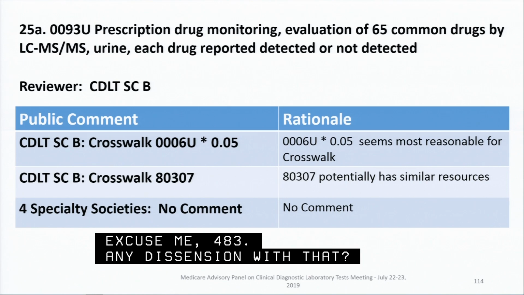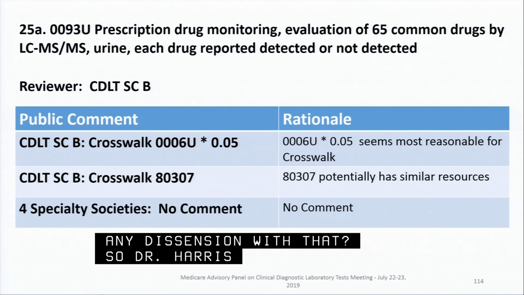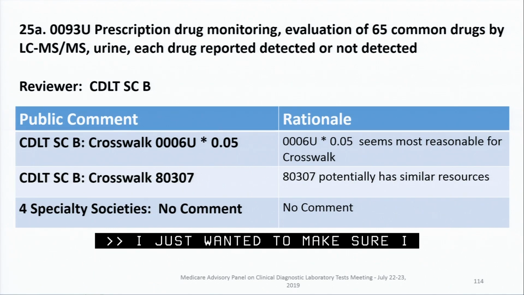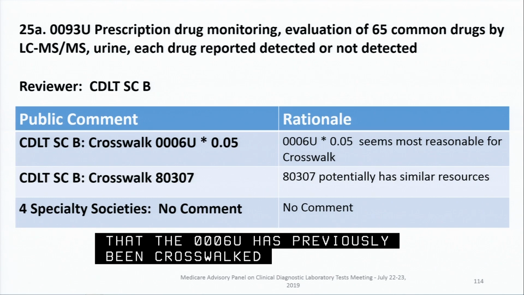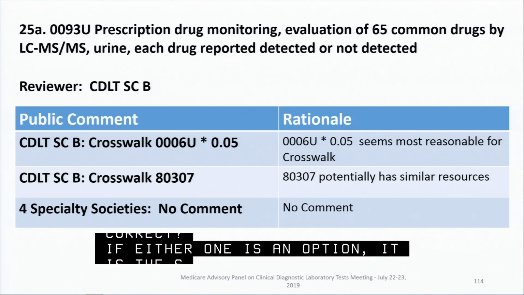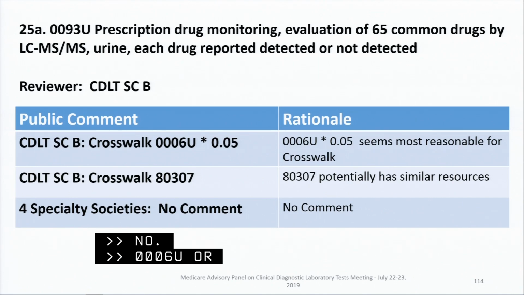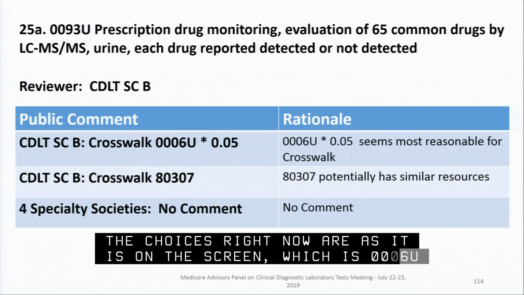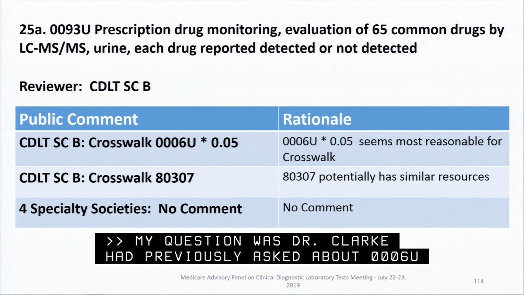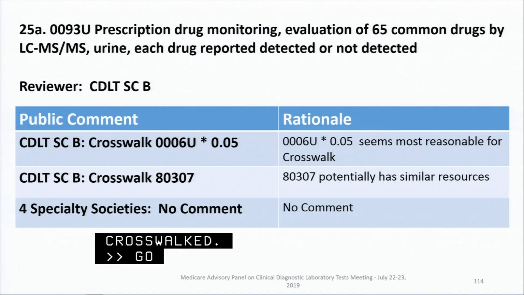So, Dr. Harris? All right, I just wanted to make sure I understood the earlier comment that the 0006U has previously been crosswalked to G0483, correct? So if either one is an option, it's the same choice. Is that correct? No. The choices right now are as it is on the screen, which is 0006U times 0.5. Well, no, my question was, Dr. Clark had previously asked about 0006U, and how had that previously been crosswalked? Go ahead, Sarah. So yes, you're correct. Part of that's correct, that 0006U was crosswalked to G0483 originally.